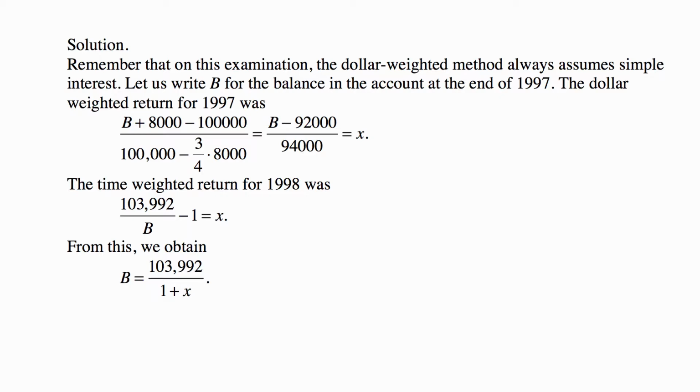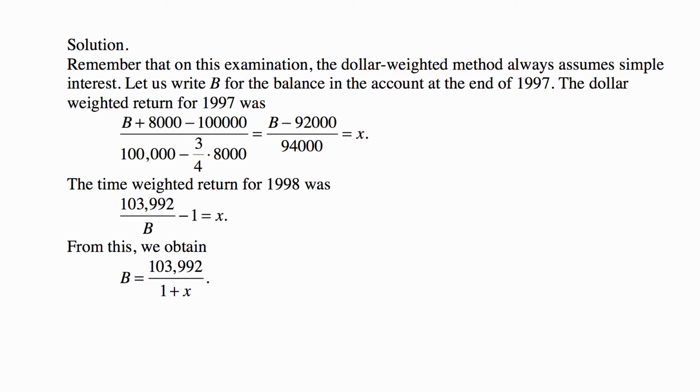And then $100,000 was in the account for a year, so you could view this first item in the denominator as 100,000 times 1. However, 8,000 was taken out for 3/4 of a year, so we indicate this by subtracting 3/4 times 8,000. So this ends up being B minus 92,000 over 94,000, and this is equal to X.